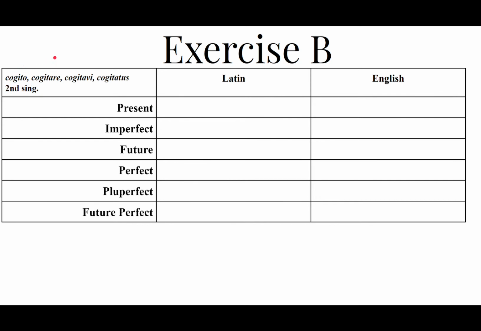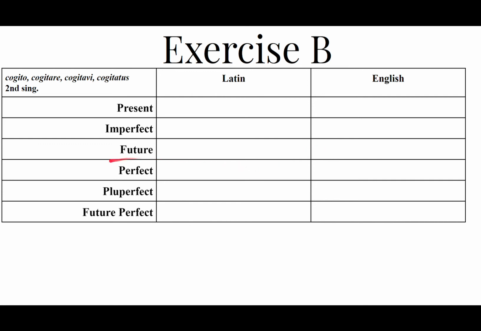So go to the second principal part, chop off the RE, write cogita in the blanks for the present, imperfect, and future, and then add the appropriate tense markers and personal endings. So the present is cogitas. You think, you are thinking, you do think. The imperfect, cogitabas. You were thinking, you used to think. Cogitabis. You will think, or you shall think.